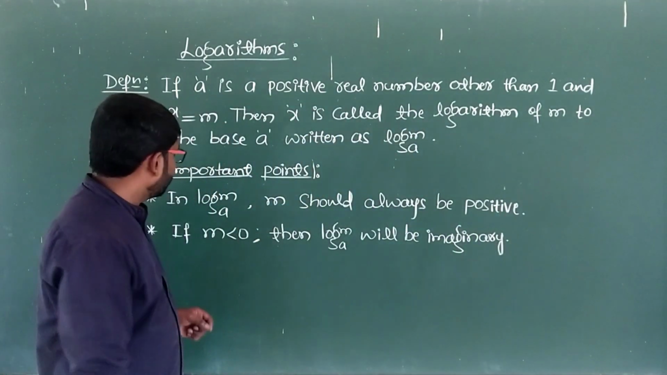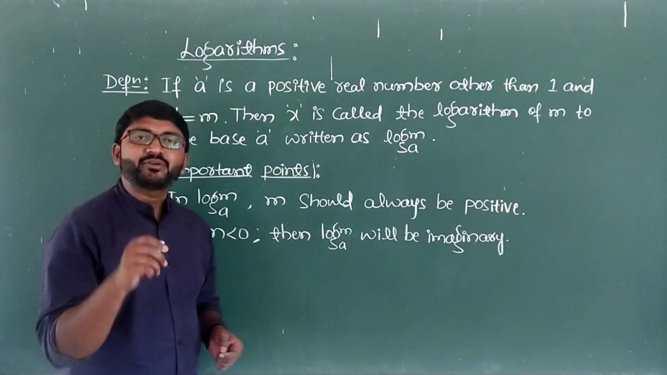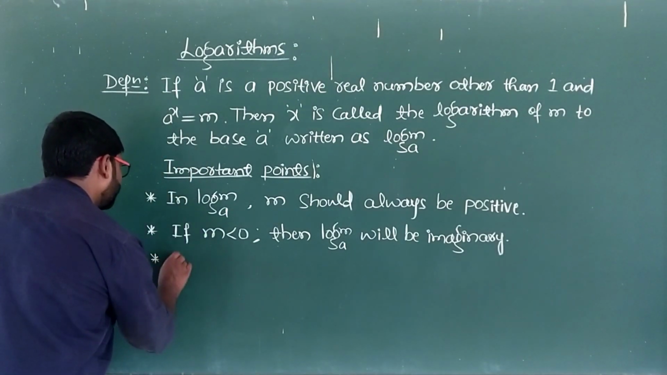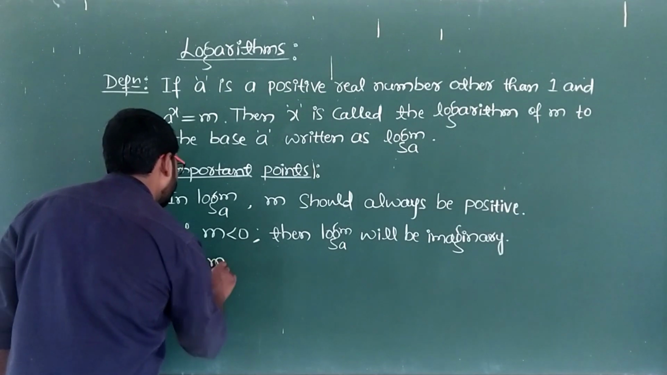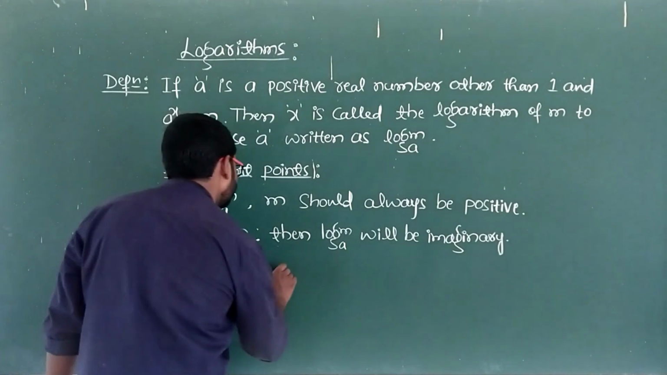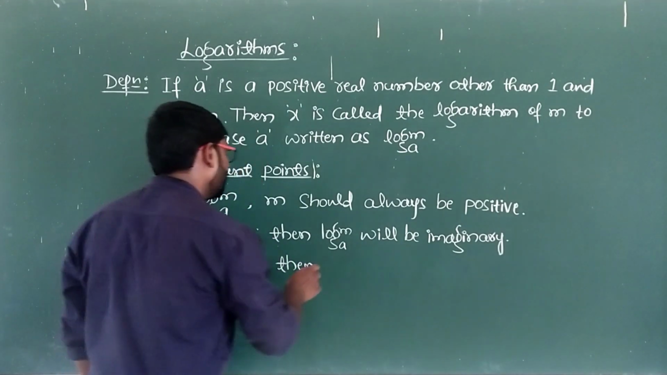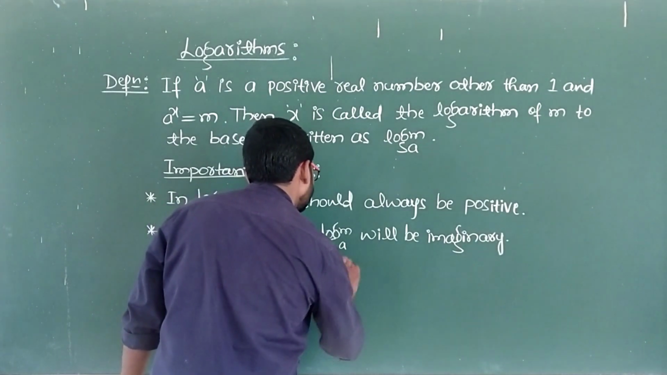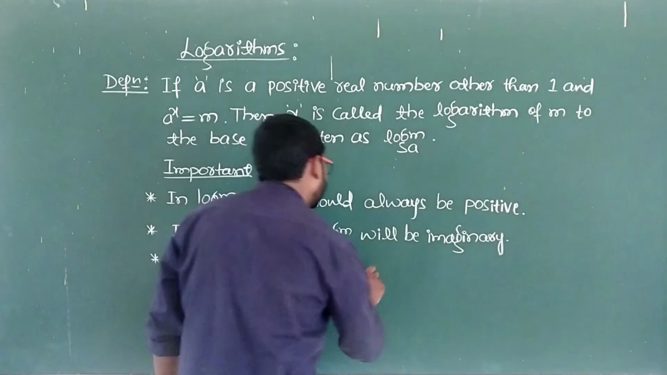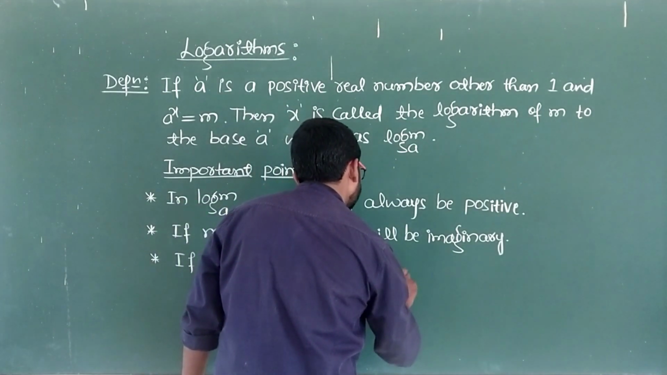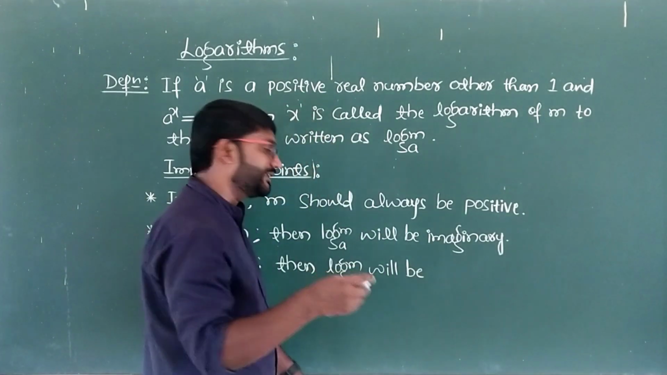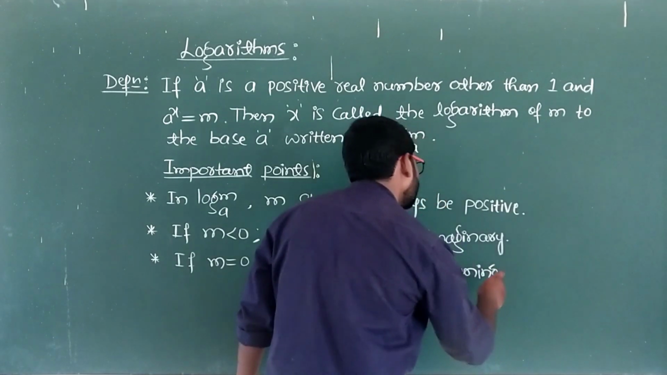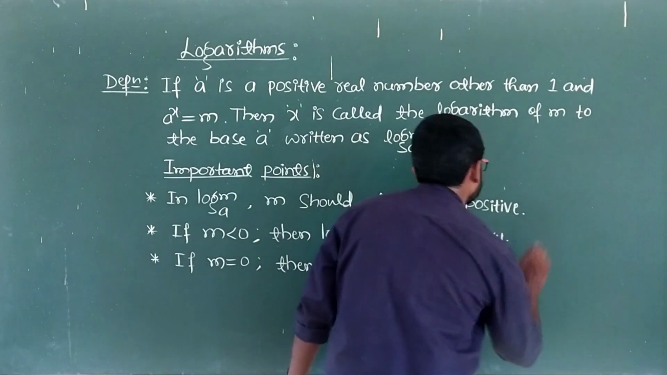Then the third point is, if m is equal to 0, then log m to the base a will be meaningless. So this is the third important point.